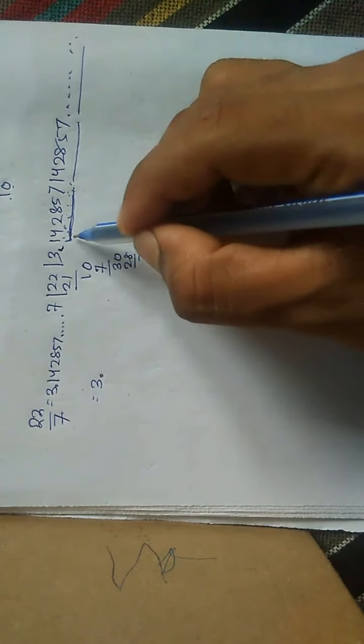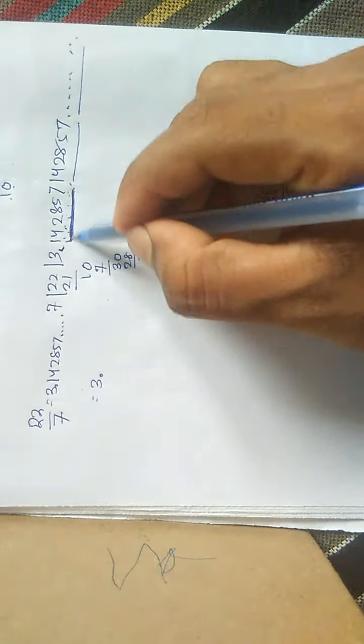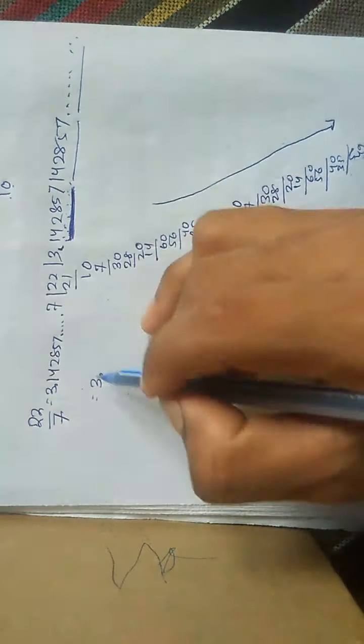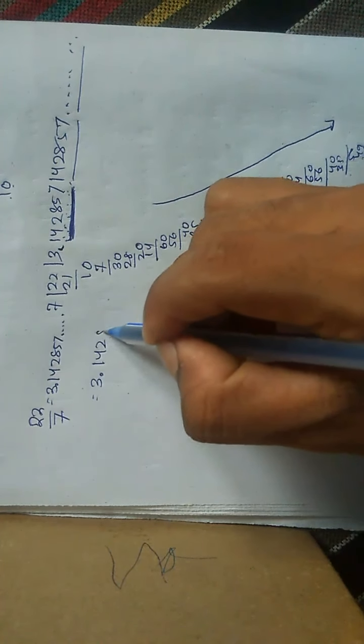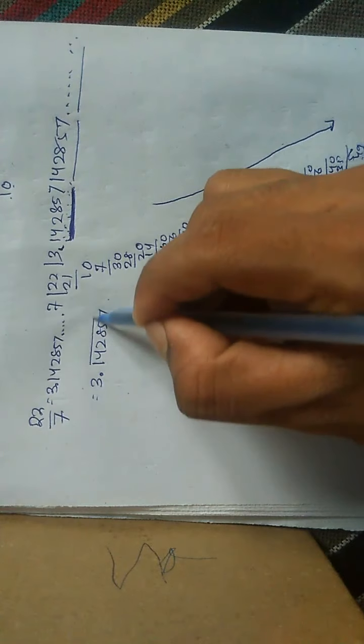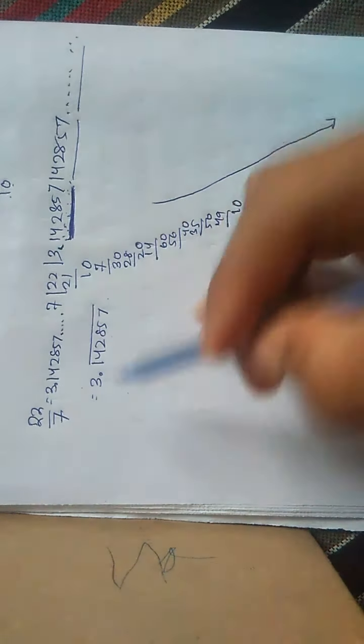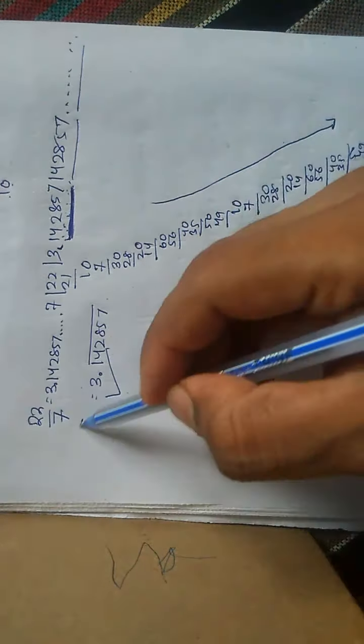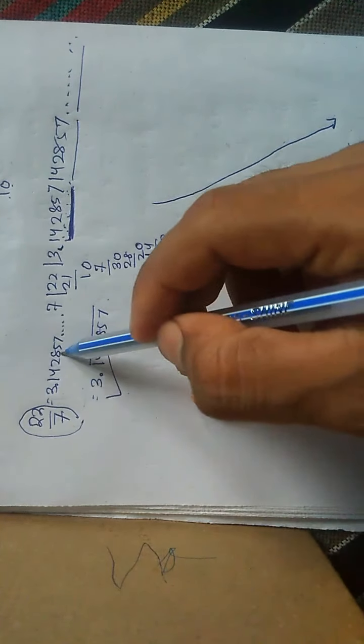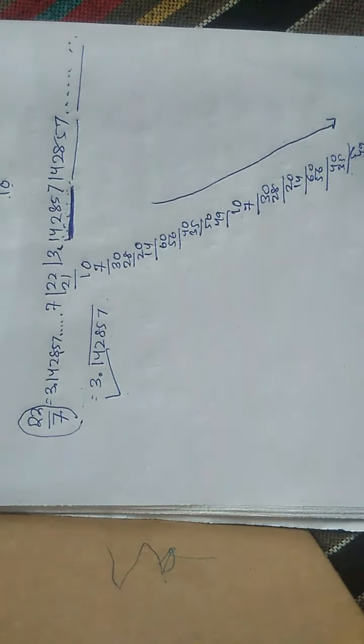That is why 22 by 7 can be written as 3.142857 dot dot dot. That means you can write which digits are repeating. These 6 digits are repeating, so you can write 3.142857 with a bar over it. So this is the correct representation of a fraction as a decimal expansion. Clear?